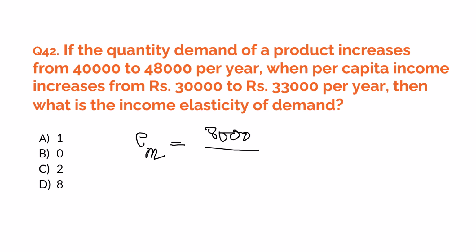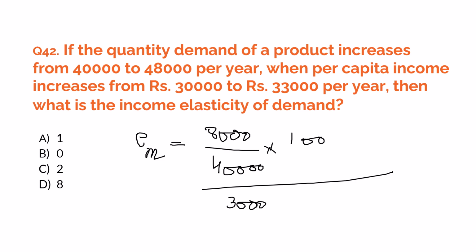upon 40,000 into 100, divided by 3,000 upon 30,000 into 100. That is the percentage change in quantity demanded upon the percentage change in income. By simplifying this expression, we can easily calculate the answer. Now moving on to the next question.